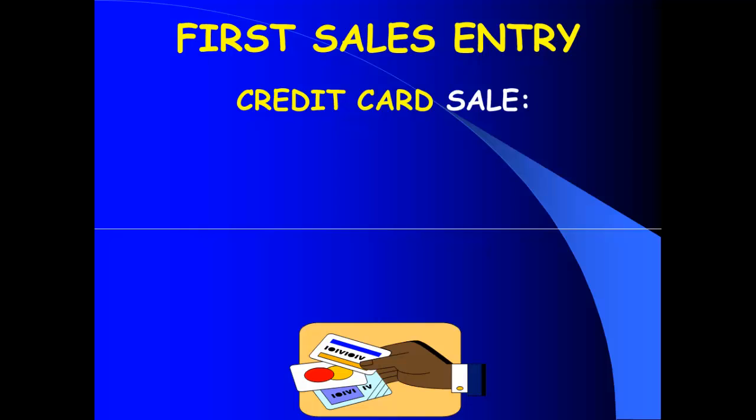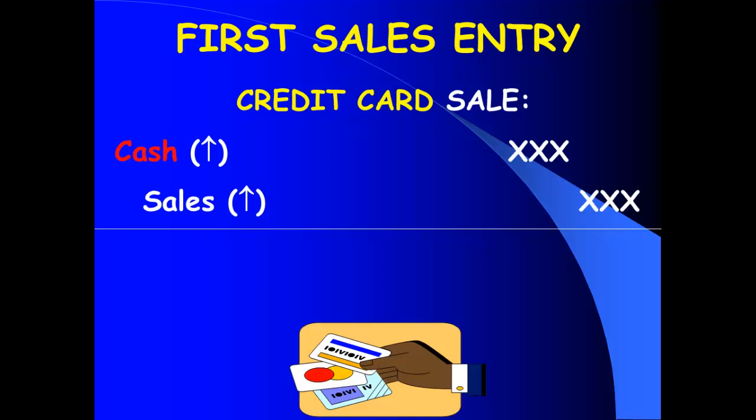So from a company standpoint, making a sale with a customer using a credit card is just like making a cash sale. We get all the money right away. So my journal entry is a debit to cash and a credit to sales. That's the good news. There is some bad news with that. What's the bad news that goes along with that? They charge you a fee.